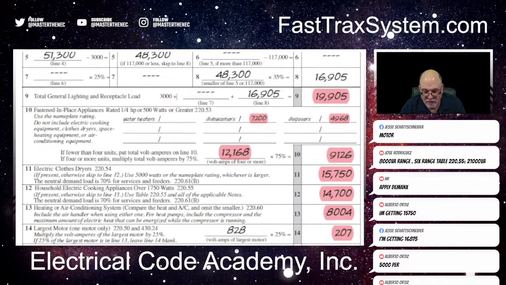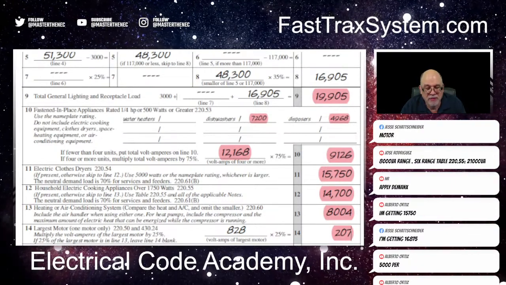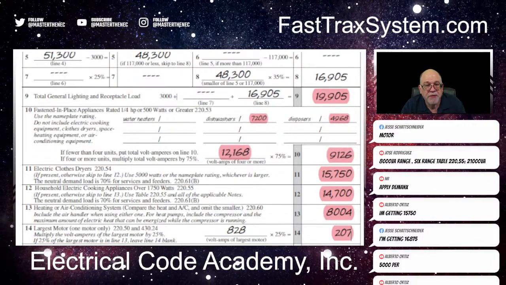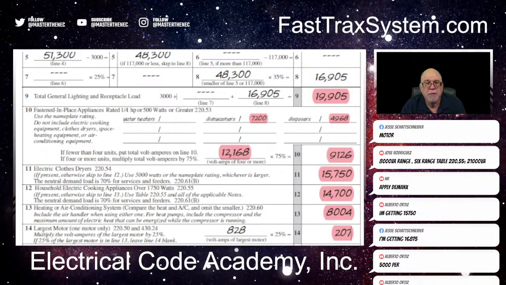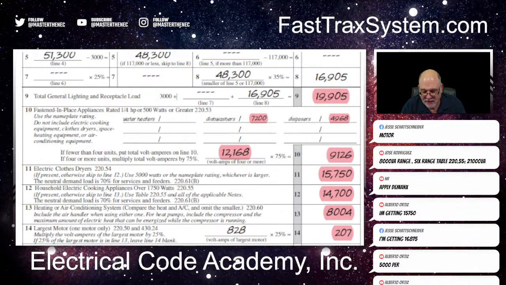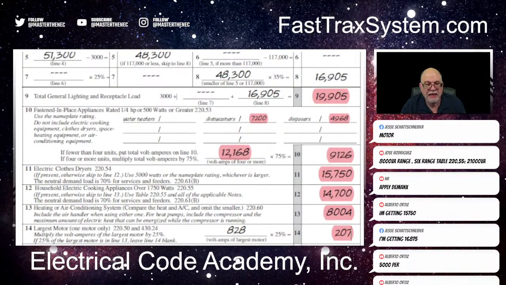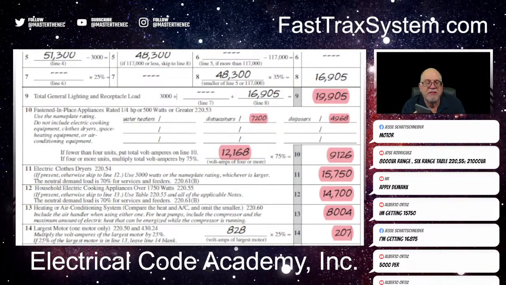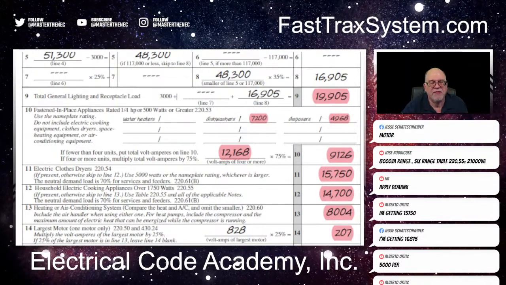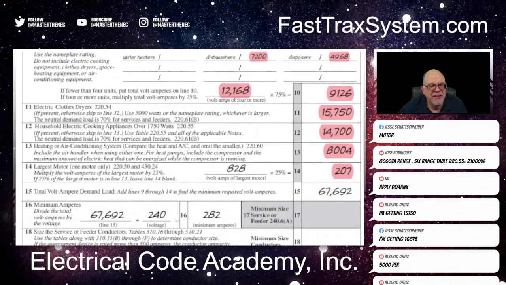So we've got 19,905 plus 9,126 plus 15,750 plus 14,700 plus 8,004 plus 207. That equals 67,692. See that? Let's see if that's what we got. So let's go on down. And there we go.